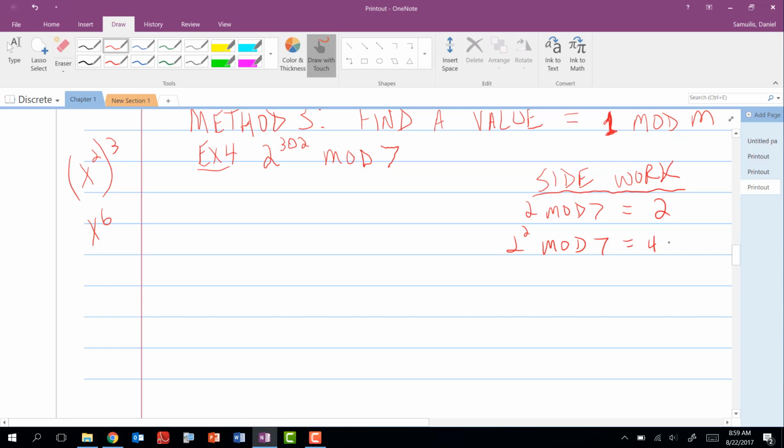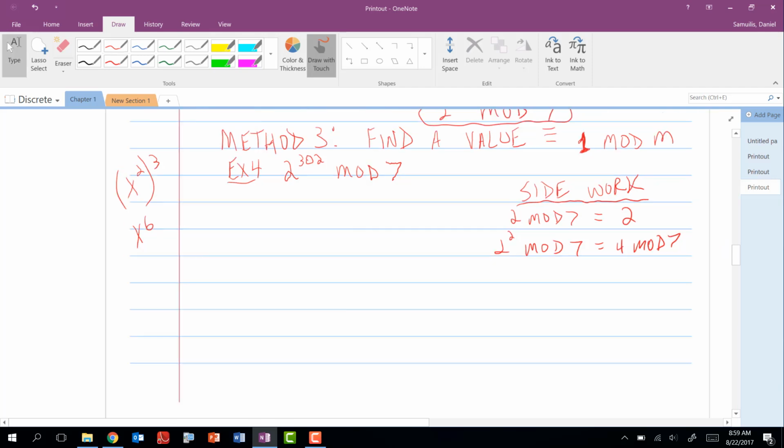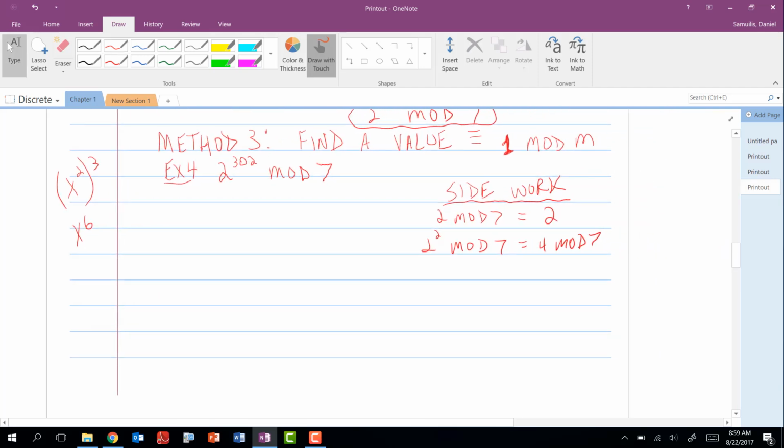4. What is 4 mod 7? Can it be reduced? Yes or no? How many times does 7 go into 4? 0. What's the remainder? 4. What am I looking for? Say it one more time. 1 mod 7.